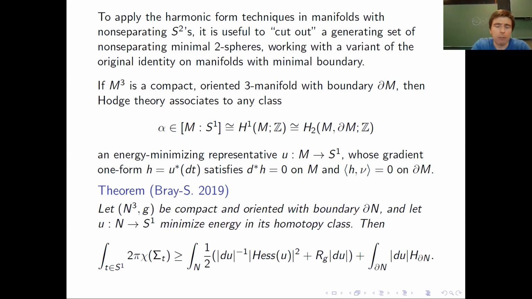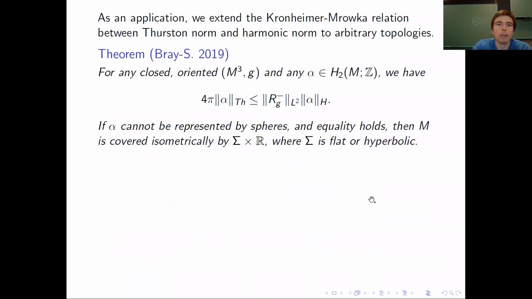Okay, so we had the following extension with Hugh Bray of the identity to manifolds with boundary. In the case where we again have this harmonic guy with a homogeneous Neumann condition. And unsurprisingly, right, what do we pick up when we add boundary? Just some mean curvature on the boundary. Right, so that's unsurprising.